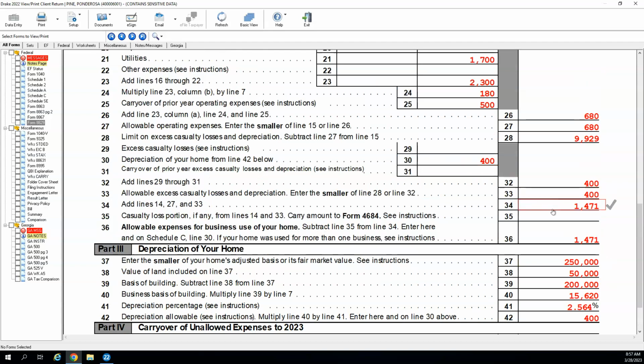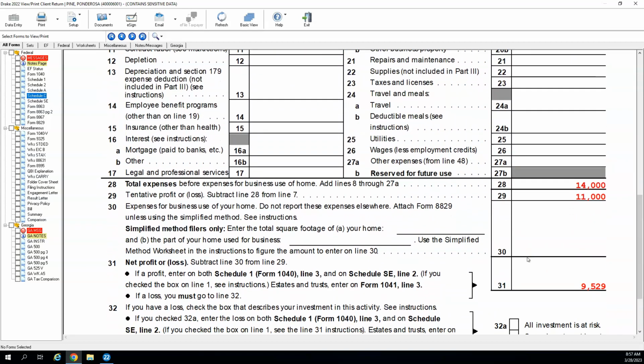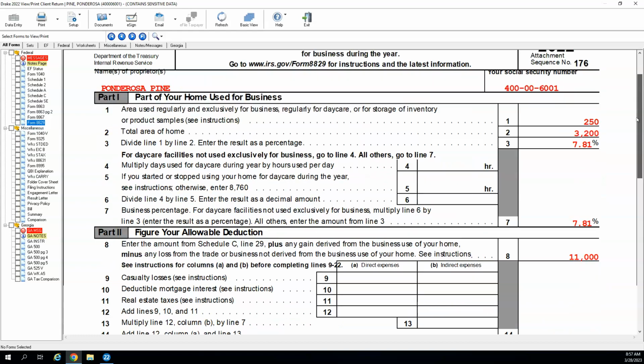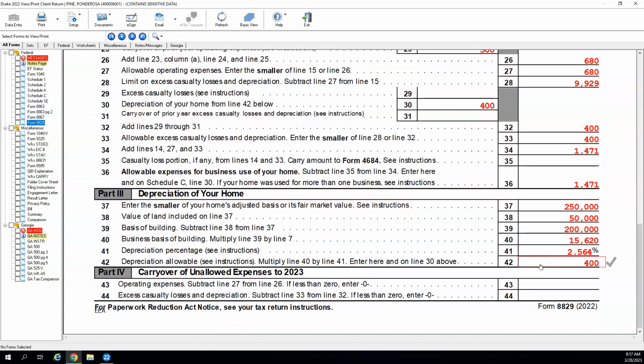So if you add all of this up, the allowable expenses for the business use of your home is $1,471. And then on the Schedule C, you'll see that here as the home office deduction, the $1,471. But now, going back to this, it's important that you understand that again, the depreciation piece, when you go to sell your home, you'll have to pay tax on that.